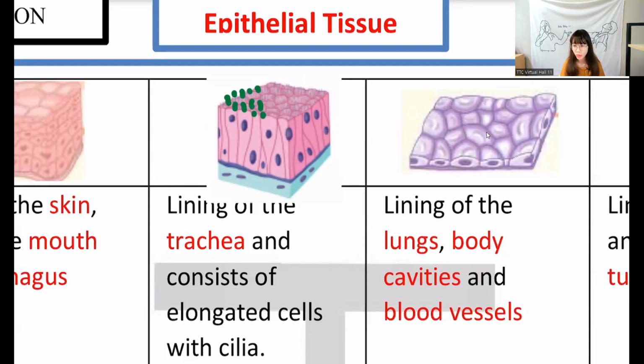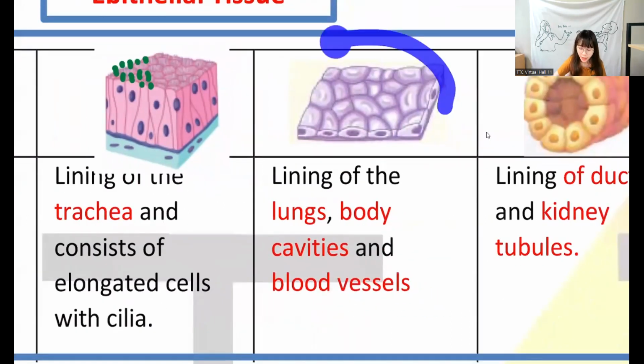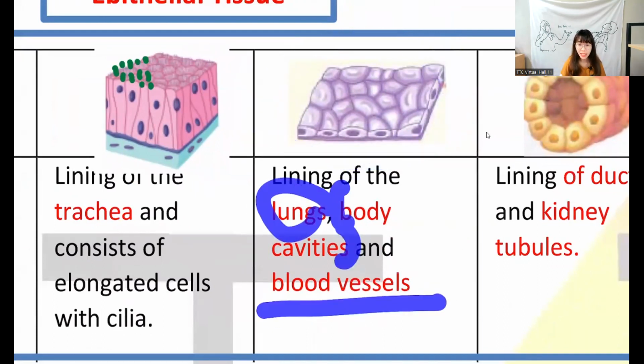And then based on the diagram, you have to write the function. Okay, so this is the trachea. Next, we have one cell thick. This one cell thick can be found in the lung, body cavity, and blood vessel.